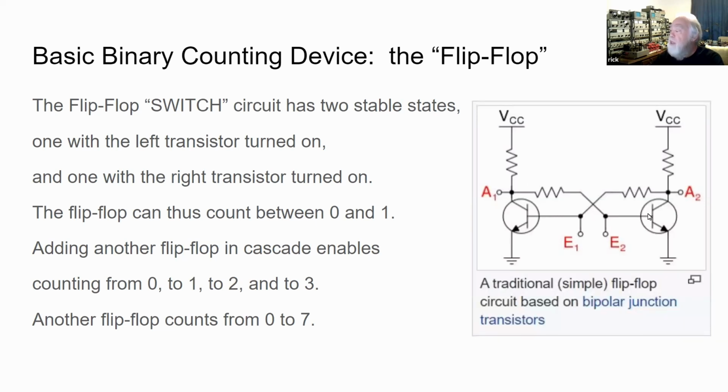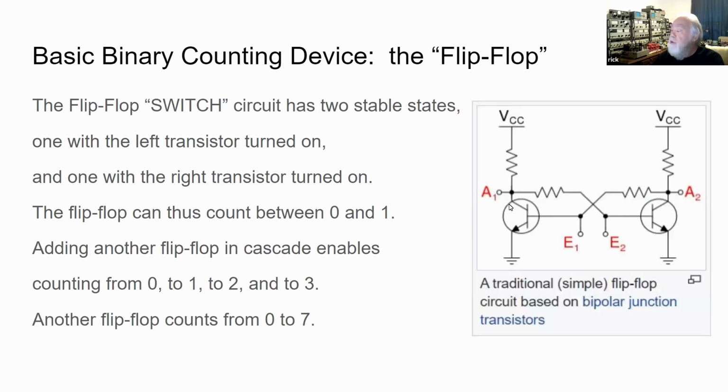So if this one has a negative on the base, it does not conduct, and it allows this resistor to provide the full supply voltage here since there's no current through it. So with a 1 here, you get a 0 here, a 0 here, and a 1 here.